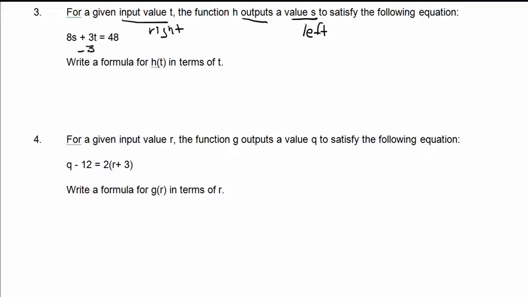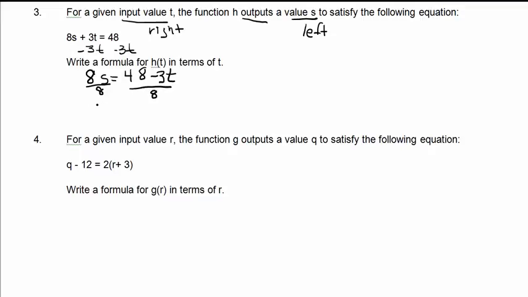To cancel it, we subtract 3t from both sides. They'll cancel here, and you get 8s equals 48 minus 3t. Now you could also write this as negative 3t plus 48. Either way is okay. Our goal is we want to get rid of anything else other than this output value here, so we do want to get rid of the 8. To do that, we're going to divide both sides of the equation by 8.